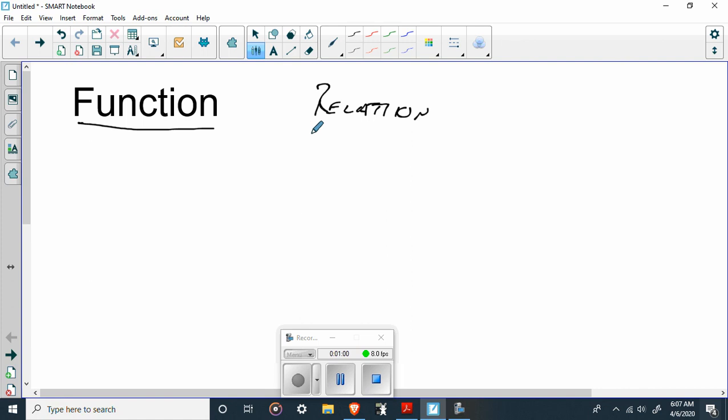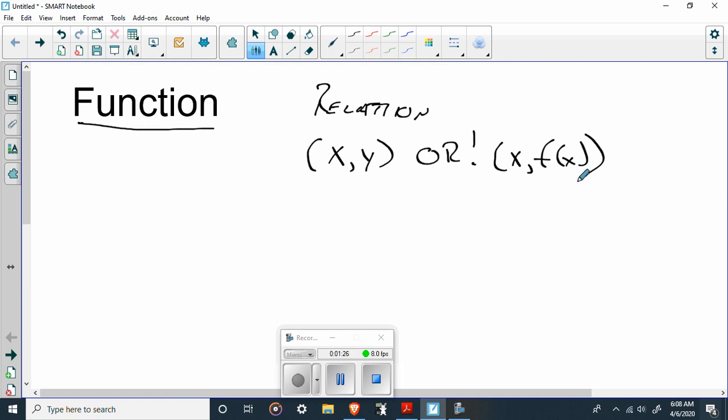So a function is a type of relation that shows something in common. It's some relation between two sets of numbers. We typically call those numbers x and y. Or, as we know, because we did a whole unit on functions, x and f of x. Okay, so we're going to use both of these notations because they are kind of interchangeable. We talked about what some of the differences were.